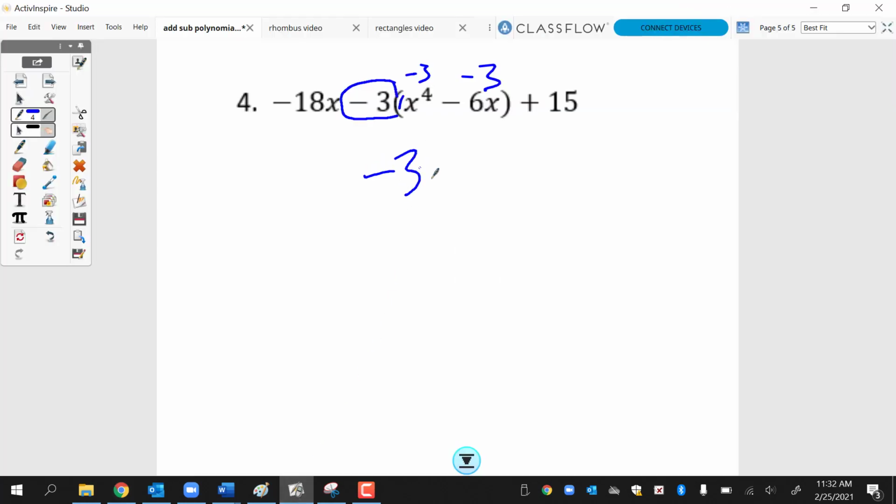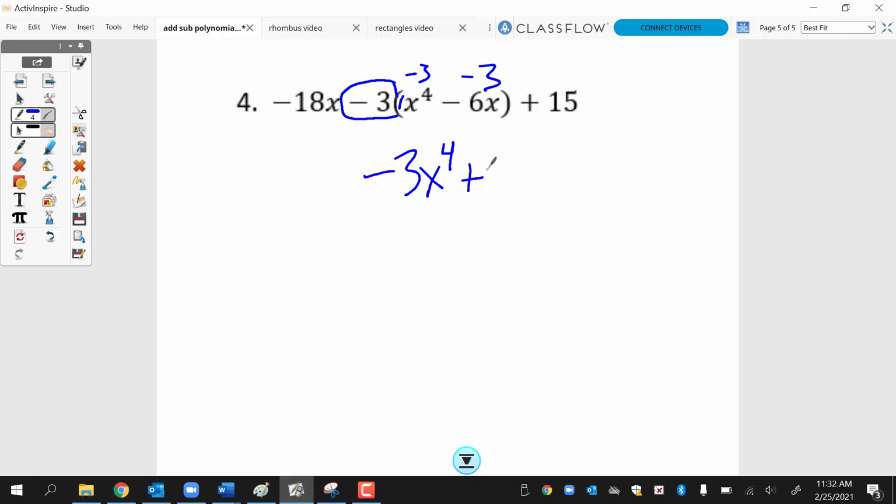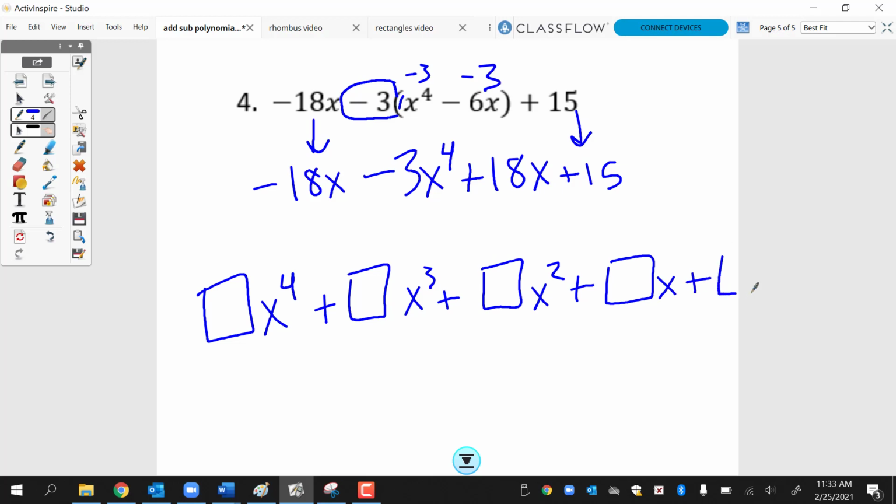So this is negative 3x to the 4, because that was x to the 4 before. And then I'm doing negative 3 times negative 6. Negative 3 times negative 6 is positive 18. So plus 18x. Everything else we're going to drop down. Okay. And now I'm looking, okay, what can I add together? Well, to put it in order, I find my biggest exponent. And I know that would go first. So I have x to the 4, and then I'm going down. X to the 3, x to the 2, x, and regular number.